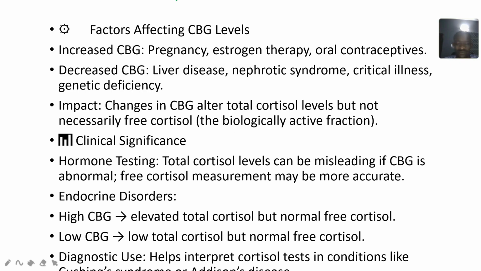So factors affecting CBG level: it could be high in issues like pregnancy, estrogen therapy, or when a woman is taking oral contraceptives. It could be decreased in liver disease, nephrotic syndrome, or when the person is so ill. Do you understand? So changes in the levels of this transporter, of course, will lead to changes in cortisol levels.